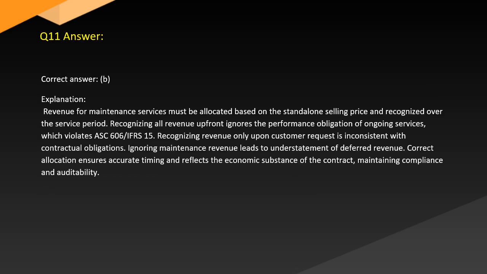Answer. Correct answer: B. Explanation. Revenue for maintenance services must be allocated based on the standalone selling price and recognized over the service period. Recognizing all revenue upfront ignores the performance obligation of ongoing services, which violates ASC 606 and IFRS 15. Recognizing revenue only upon customer request is inconsistent with contractual obligations. Ignoring maintenance revenue leads to understatement of deferred revenue. Correct allocation ensures accurate timing and reflects the economic substance of the contract, maintaining compliance and auditability.